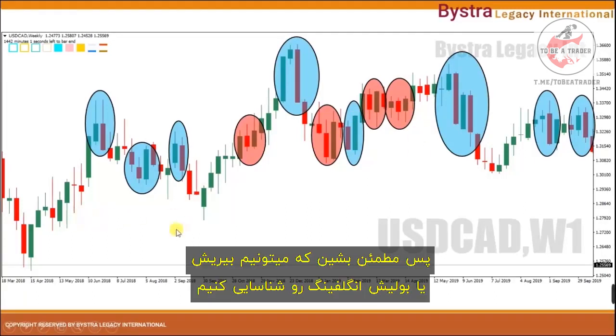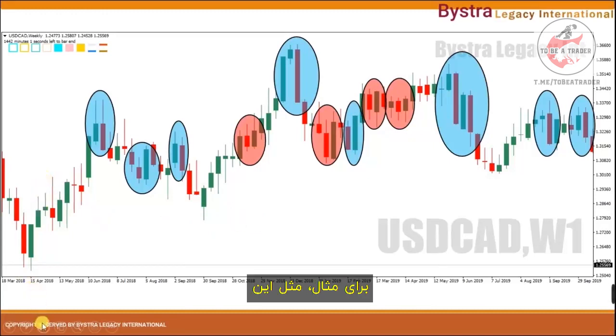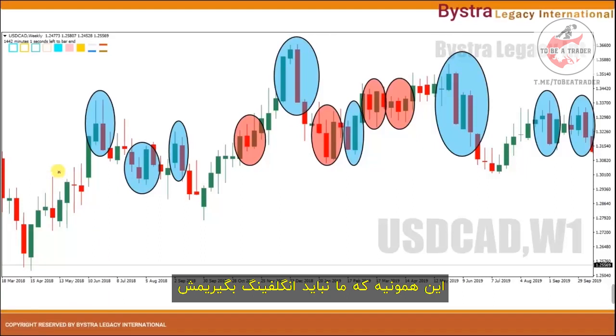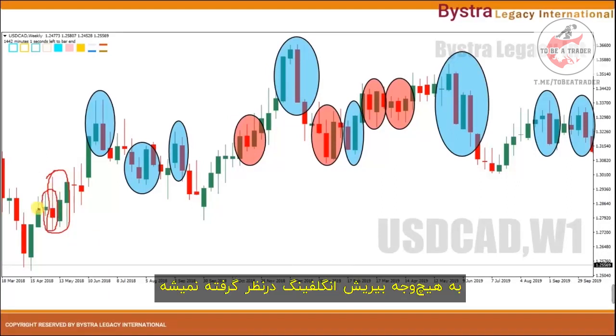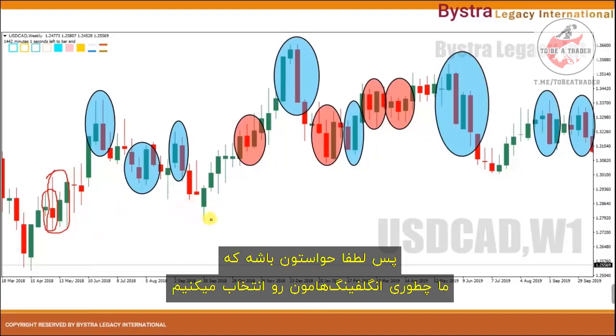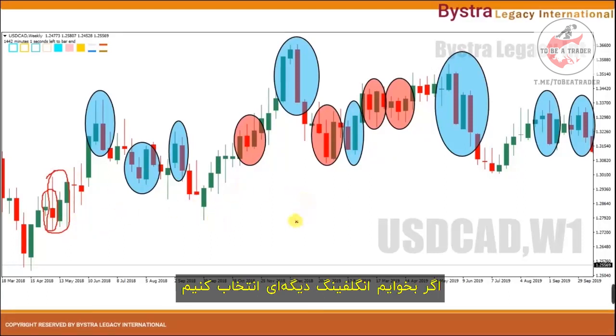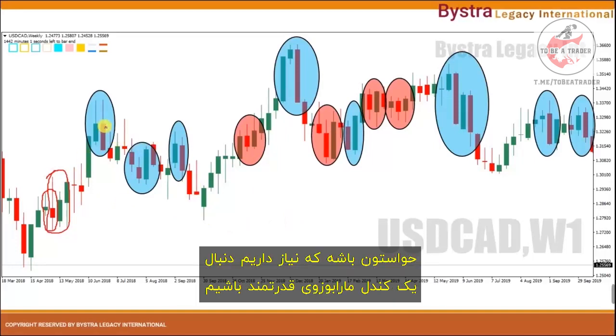So make sure we're able to identify some of the bearish or bullish engulfing. For example, like this. This is the one that we shouldn't take as an engulfing. Okay, so this is a bull, this is a bear. A bearish engulfing that is not considered at all. So please be wise in how we choose our engulfing. Make sure if we choose an engulfing, we need to look at the strong Marubozu candlestick.